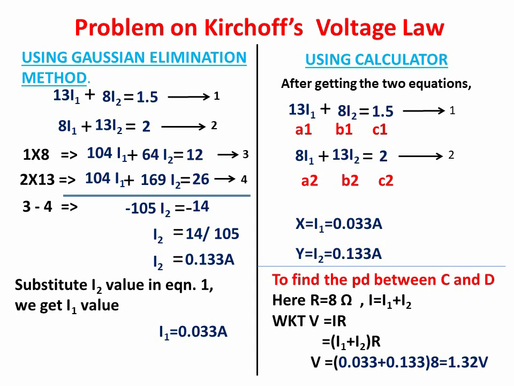So I is equal to I1 plus I2, R is equal to 8 ohms. Just substitute the I1 and I2 values in this equation. You can get the potential difference, the voltage value, as 1.32 volt. In this way we can find out the voltage drop at anything in the circuit. We can easily determine it using Kirchoff's voltage law.